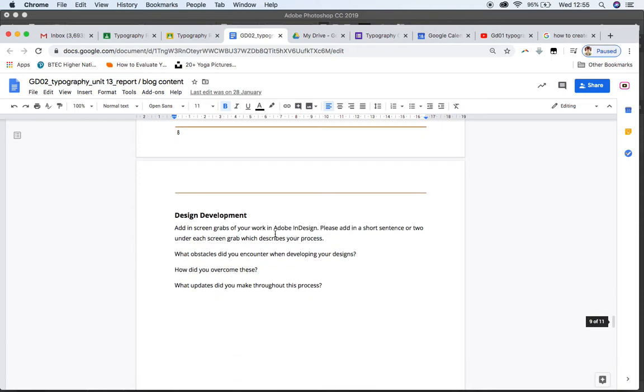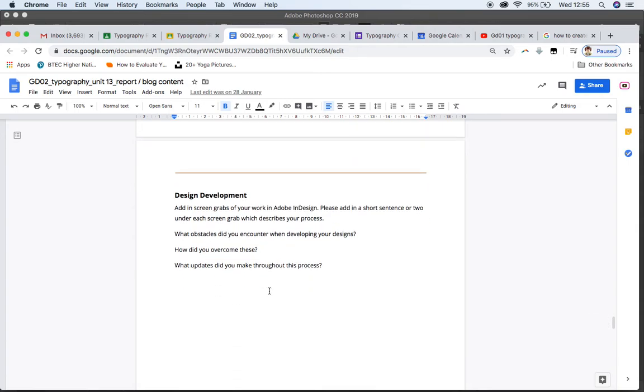And then here, design development. What this is about again is, I know that some of you, when you put together your type samplers, you tried a few things out. Some things didn't work, some things did, and then you picked the final one, okay, that you liked.